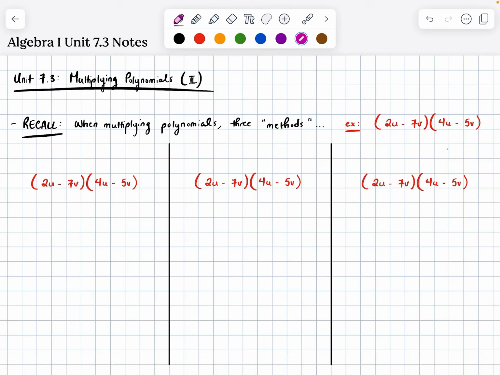Now remember, when we're multiplying polynomials, there are three methods that we can deploy, all of equal value. I want you to pick your favorite of the three and use it to find the product of 2u minus 7v and 4u minus 5v. Once you think you've got it, come back, check your work with me. We will do all three of these methods together. Take a minute, pause the video, go find your product. Have fun!